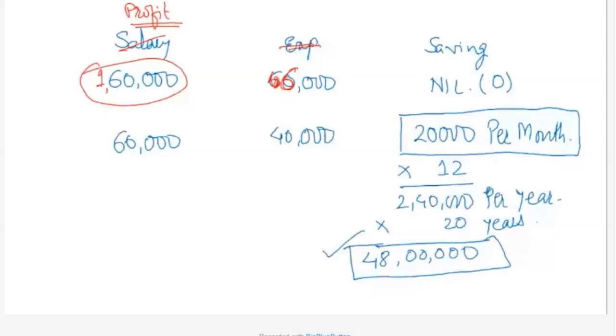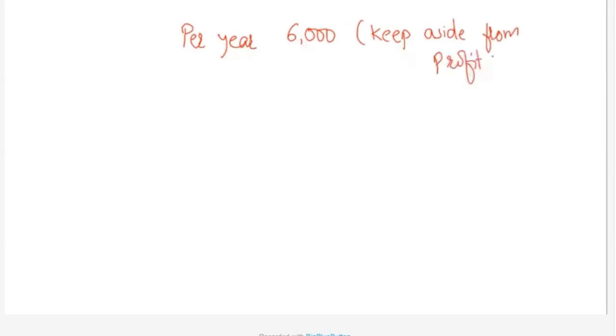6,000 kept aside. कहां से रखा है? From where I kept this 6,000? From my profit. Whatever my profit, I decided that every year I will keep 6,000 aside. Every year. ज्यादा नहीं ले रहा हूं मैं. Per year my saving is 6,000, I will keep aside from profit. मेरा जो प्रॉफिट हो जाएगा उसमें से मैं 6,000 बाजू में निकाल के रखूंगा.